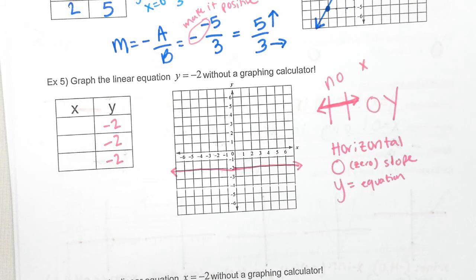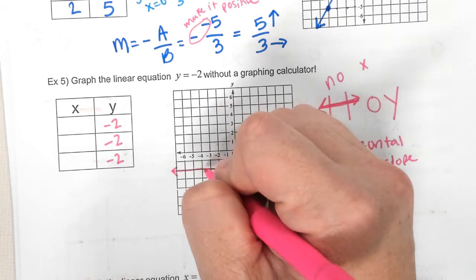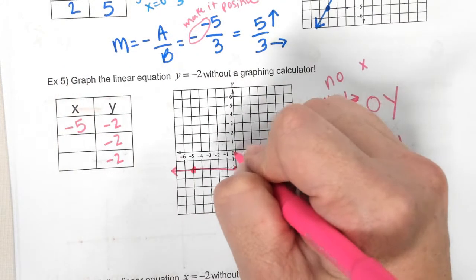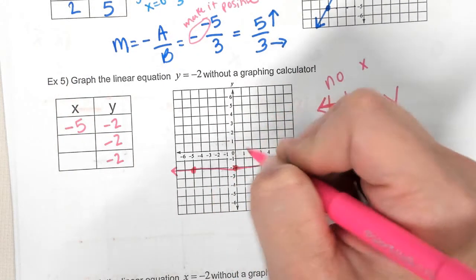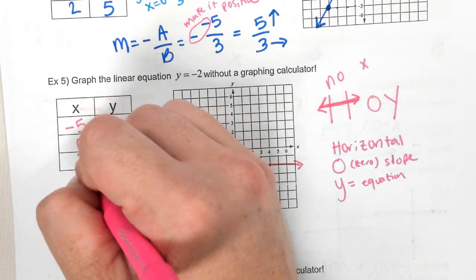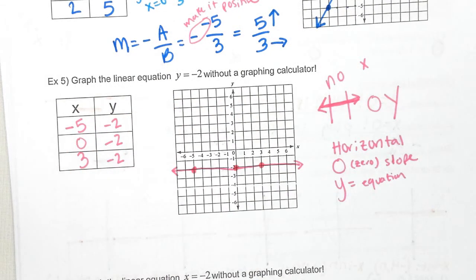Does my x matter? No. Look here at -5, my y was -2. Here at 0, my y was -2. And here at 3, my y was -2. Didn't matter where, it always has a y of -2. Yes? It's going to be y is -2.